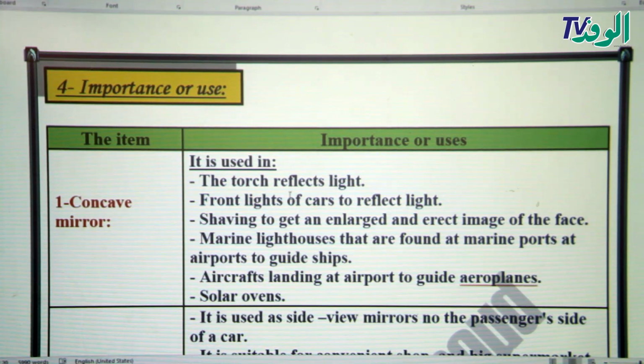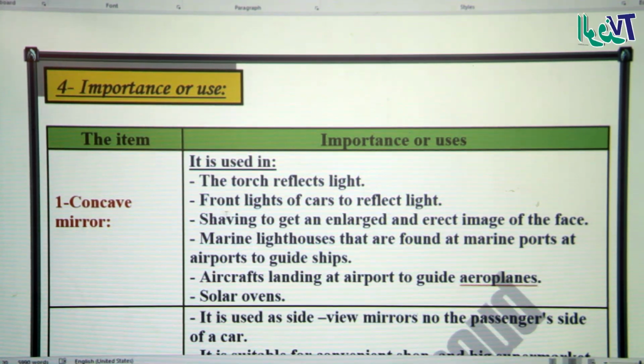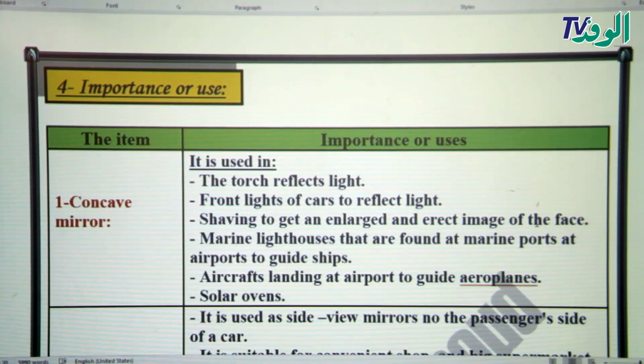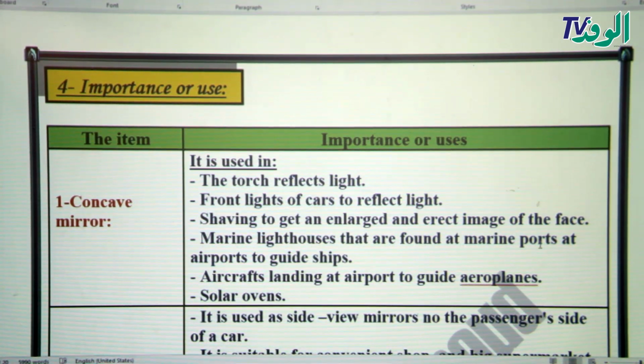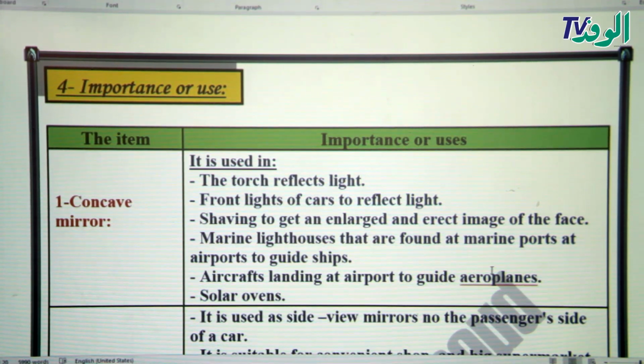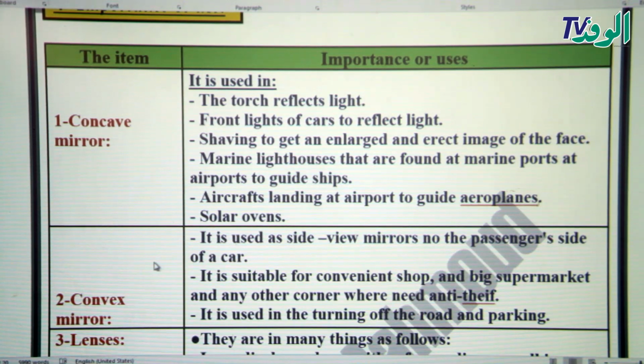Number one, of course, it's used in the torch to reflect light, also in the front lights of cars to reflect the light, and in shaving to get an enlarged and erect image of the face. We also use it in marine lighthouses found in marine ports and at airports to guide the ships, in aircraft landing to guide the aeroplanes, and in solar ovens as it collects the light.